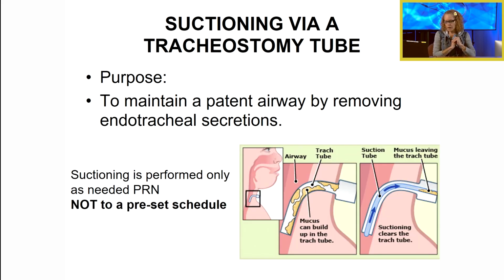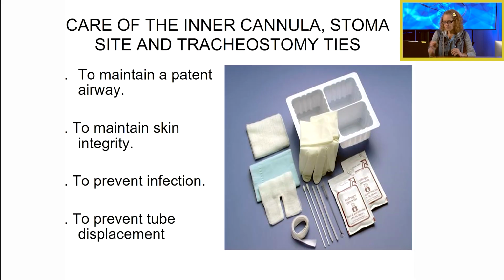All right, so here we can see the trach tube. We can see in this image that we've got our trach tube, we've got mucus building up in the trach tube, and then we have our suction tube going in, and that will clear that trach tube of that mucus buildup so that our patient then again has good gas exchange.